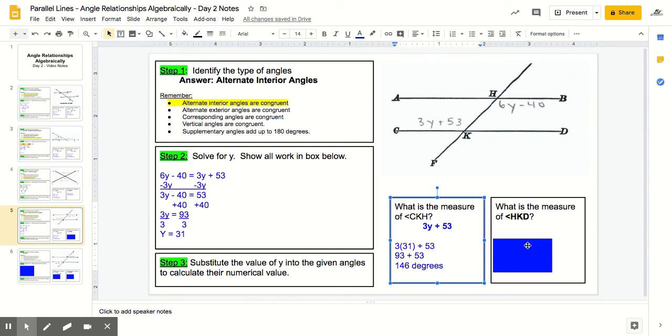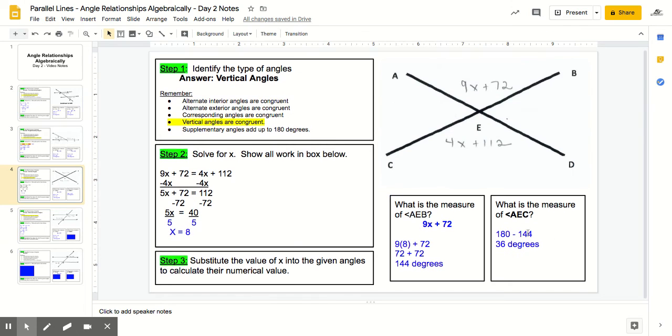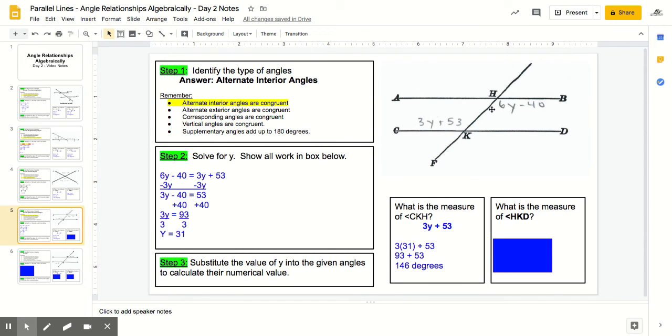Now be careful in this second text box. I am now asking you for the angle measure of HKD. That is this angle right here. Here's the vertex of the angle. I'm not asking you for 6x minus 40. So I did not give you an algebraic expression for the measure of this angle.